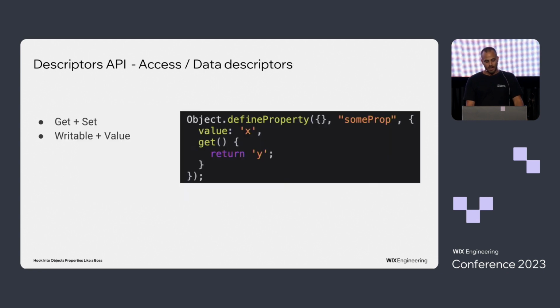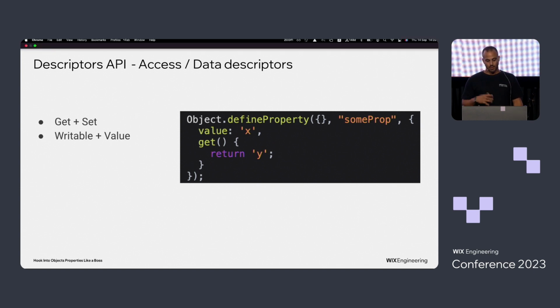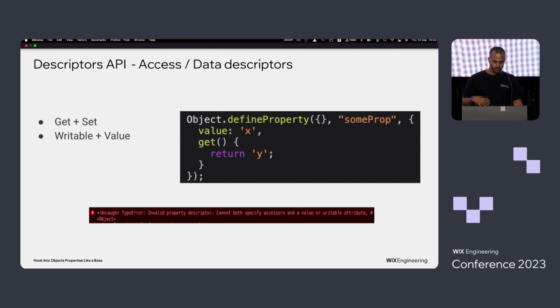Okay, about this code, for example, it doesn't make any sense since I'm setting both a value and a get callback. When we define properties, we need to distinguish between access descriptors and data descriptors, and we can choose only one of them. So this code will throw an error, because first it's not deterministic, and I need to choose what is the right way to do the override.